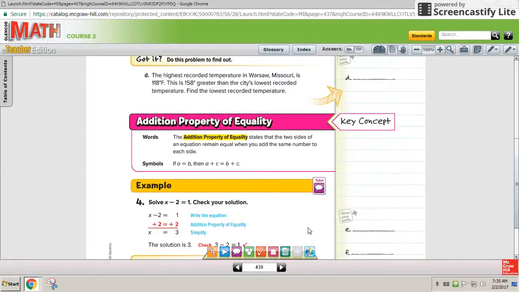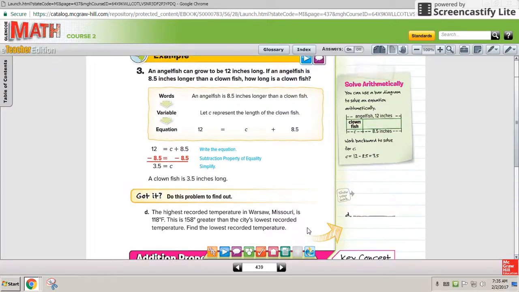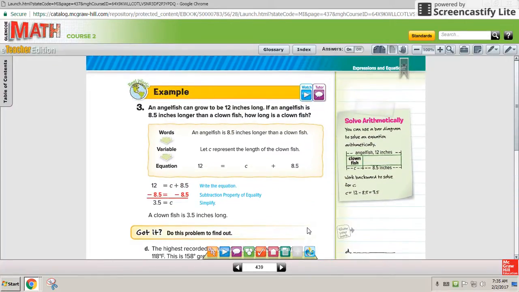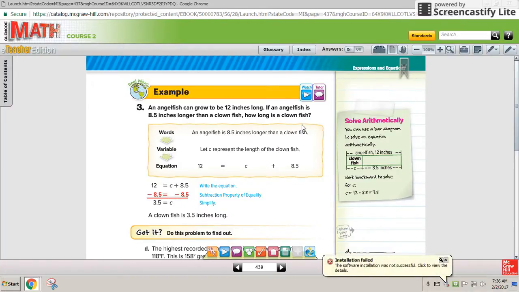Okay, top of the next page, we're going to kind of start looking at some word problems. So an angelfish can grow to be 12 inches long. If an angelfish is 8.5 inches longer than a clownfish, how long is a clownfish?